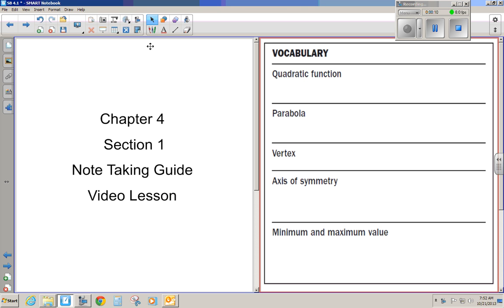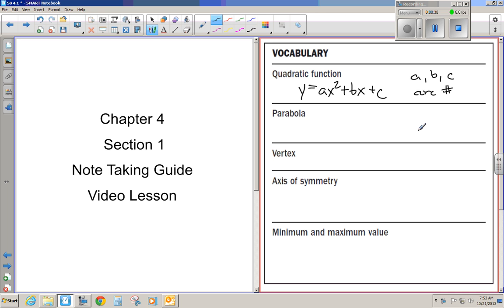Alright, first of all, let's talk about what a quadratic function is. There's a lot of different ways you can say this. A quadratic function can be written in standard form. So the standard form is y equals ax squared plus bx plus c, where a, b, and c are numbers. Okay.